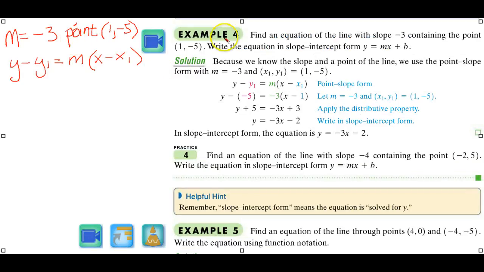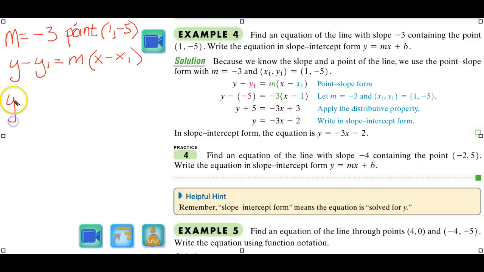Now, in example 4, they're giving us the slope, and they want the line to go through this point. So we use the point-slope formula. And you might say, you'll never be able to memorize this. Well, on this side it's 2 y's and it's subtracting. This side is 2 x's and you're subtracting. And you put an m in front of the 2 x's here.